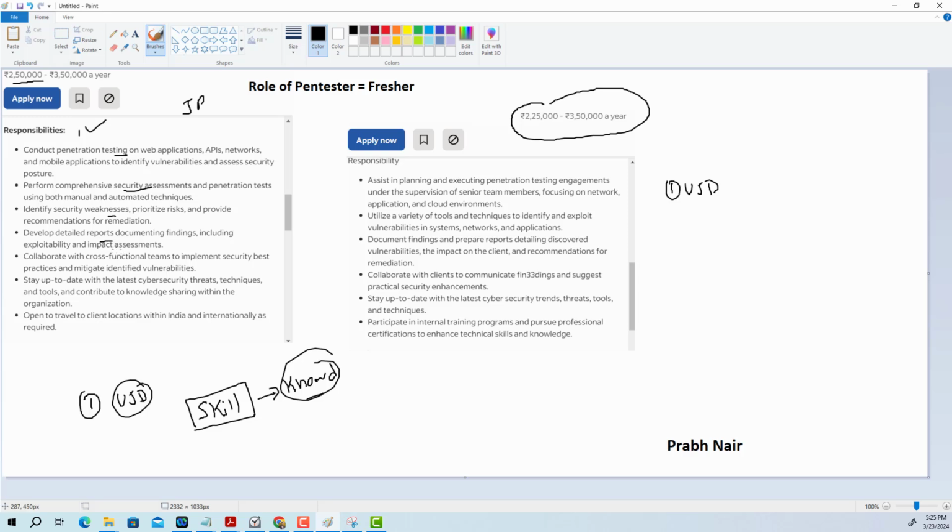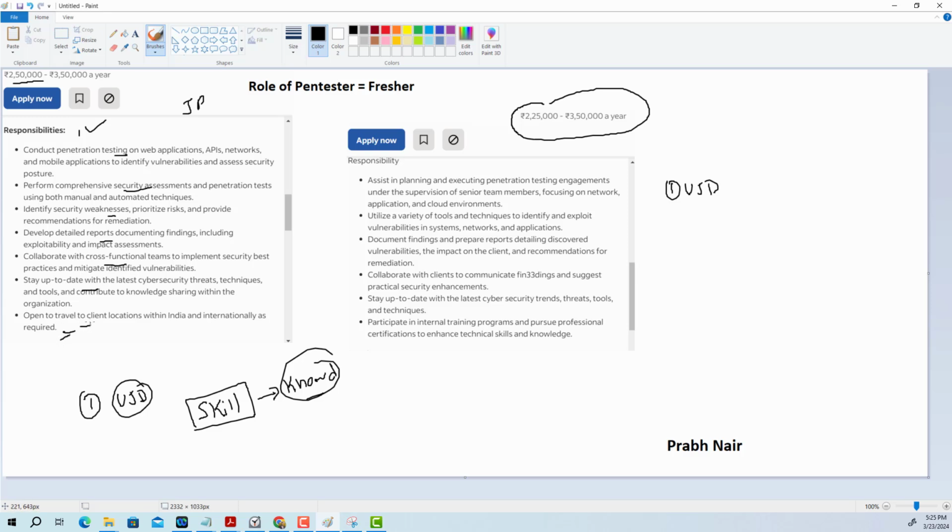Develop detailed reports documenting findings. Collaborate with cross-functional teams to implement security practices. Stay up to date with the latest cybersecurity threats. And open to travel. Arrey, this is a very good opportunity. As a fresher, if you're getting this opportunity, you have a lot to learn.